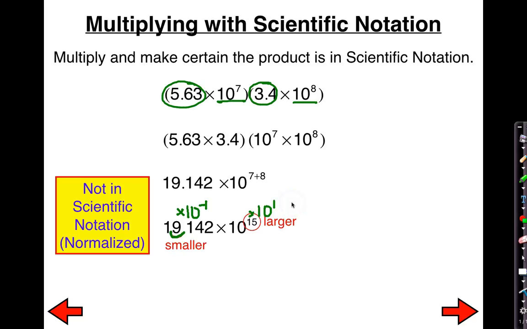But I would rather you think of it in terms of exponents since we've been working on it a lot. So here, I'm multiplying by 10 to the negative 1 to balance it out. I'm multiplying this side by 10 to the positive 1. So I'm going to be left with 1.9142 times 10 to this, since it's getting 1 larger. You would be adding the 15 and the 1 together, which gives you 1.9142 times 10 to the 16th power.